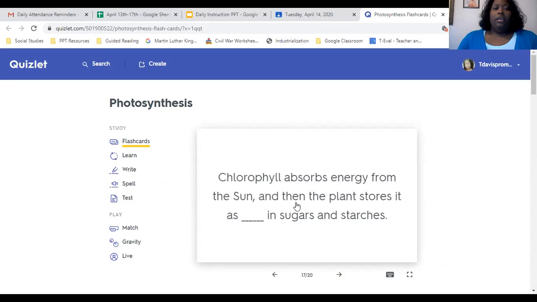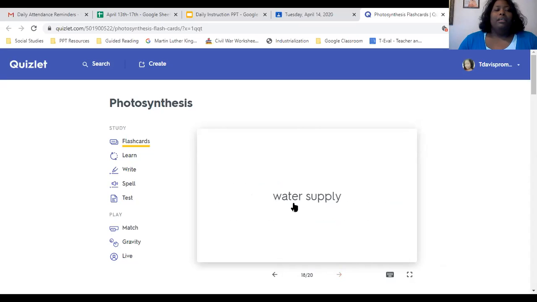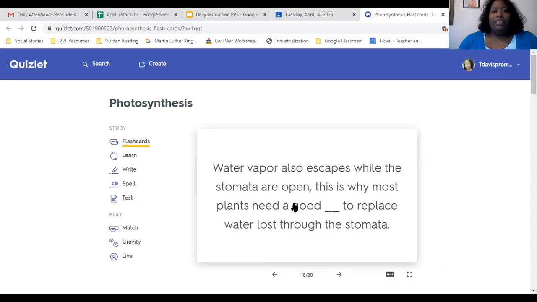Chemical energy. So chlorophyll absorbs light energy from the sun, and then the plant stores it as glucose, which would be in the sugars and starches, which would be chemical energy because it is stored energy. And so it is stored energy until it begins to get used, and then it's no longer chemical energy. Water supply. Water vapor also escapes while the stomata are open, those openings in the leaves that we talked about. This is why plants need a good water supply to replace water lost through the stomata.